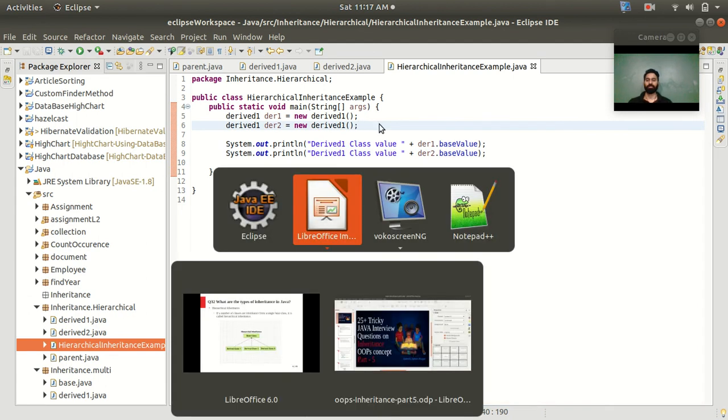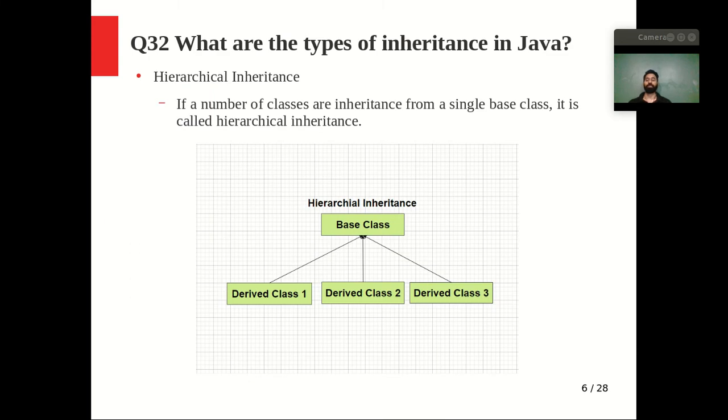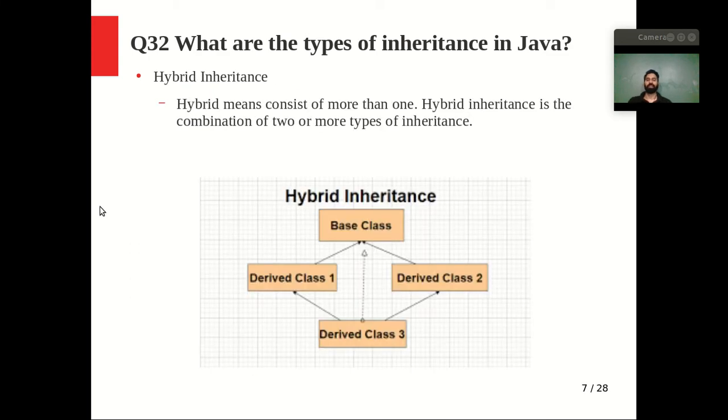So let's move to the fourth type, that is hybrid inheritance. Hybrid means consisting of more than one. It is a combination of two or three types. So hybrid inheritance is the combination of two or more types of inheritance. Here you can see that derive 1 and derive 2 are inherited from the same base class, and also derive 3 is inherited from derive 1 and derive 2. So this is a combination of more than two types of inheritance. This type of scenario is called hybrid inheritance.